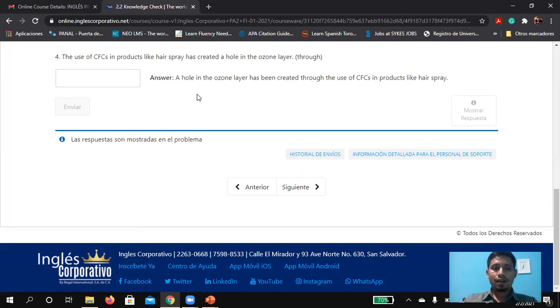In this case, sentence number 4 says: the use of CFCs in products like hairspray has created a hole in the ozone layer. And the answer, as you know, is: a hole in the ozone layer has been created through the use of CFC in products like hairsprays, okay? So this one is solved.